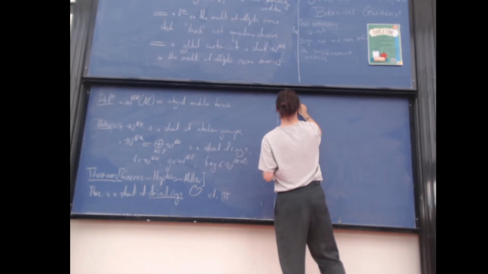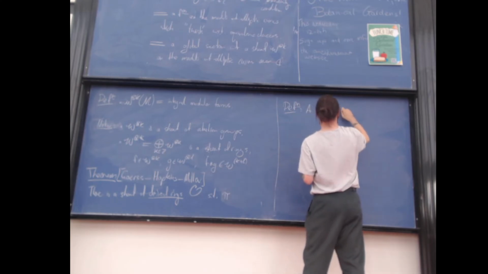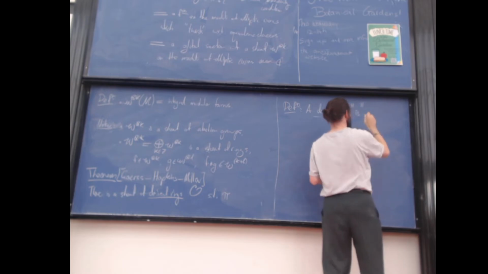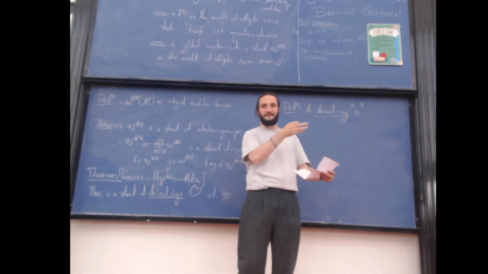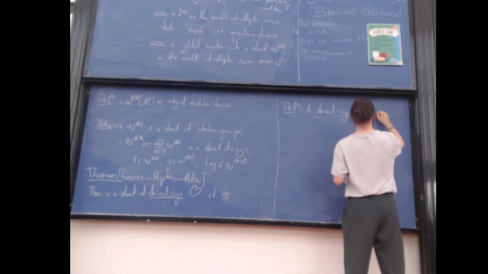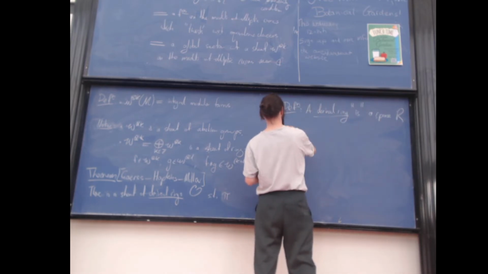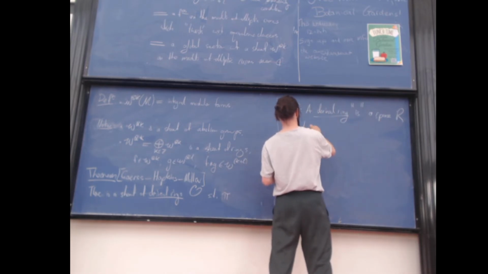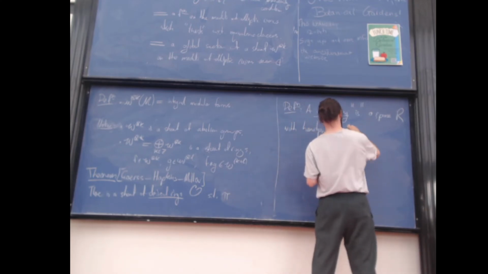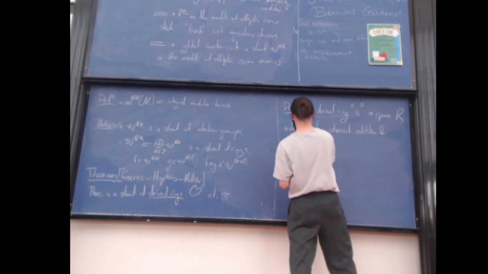So I'll give you a definition over here. A derived ring, depending on what you mean by derived ring, this either is a definition or it's just close to. So a derived ring is a space R with homotopy coherent addition and multiplication.